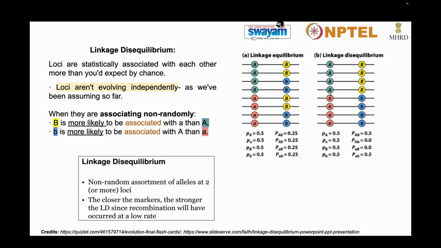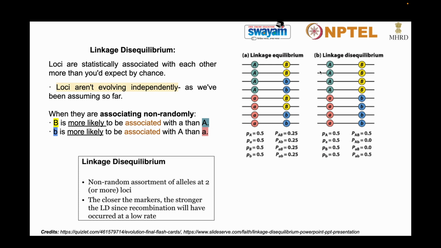So here you see one is small a, small b. In this, capital A is always observed with capital B. It is never observed with small b. Which means that these two alleles are linked. These two alleles are always observed together. And so that means these loci aren't evolving independently as we have been assuming so far.